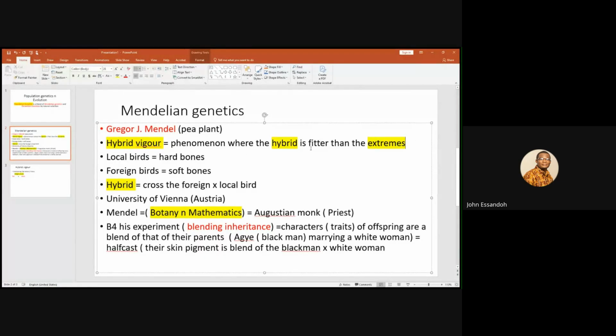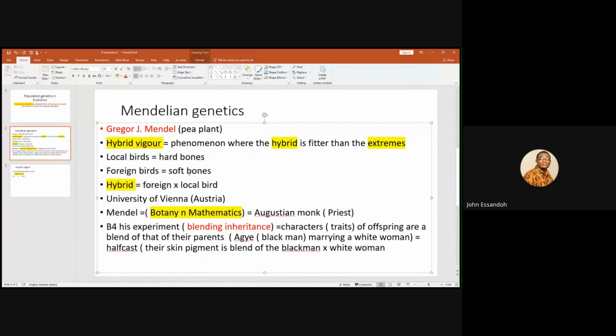So let's take it this way, and I gave an analogy here. A local breed with hard bones, a foreign breed with soft bones, and then I cross the local breed with the foreign breed to get a hybrid, which means that the hybrid I'm going to get is a mixture of the traits from crossing the local breed and the foreign breed. The hybrid I will get will have a blend, so you pick a little bit of the soft bone and the hard bone. That's what hybrid vigor is all about.